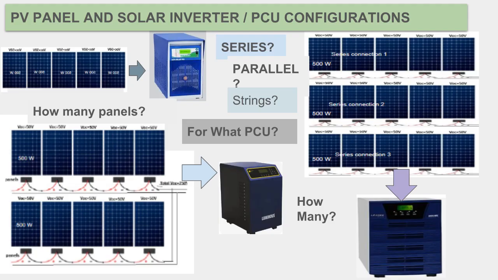How many panels need to be connected in series or how many in parallel for the system to work? On what basis should we decide these? Whether it is based on inverter or panel capacity. Hoping that this video clarifies many things.